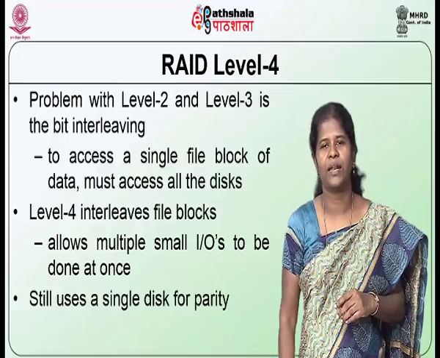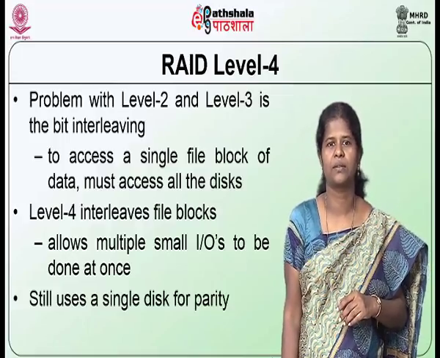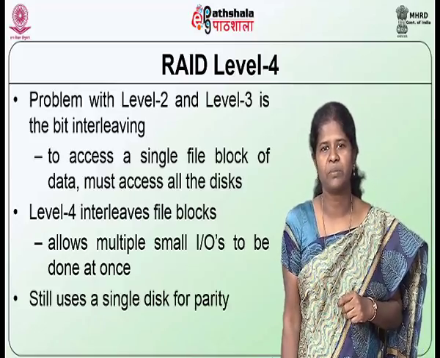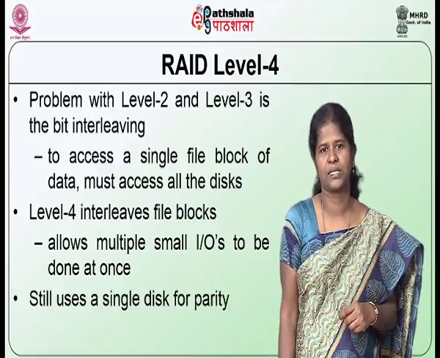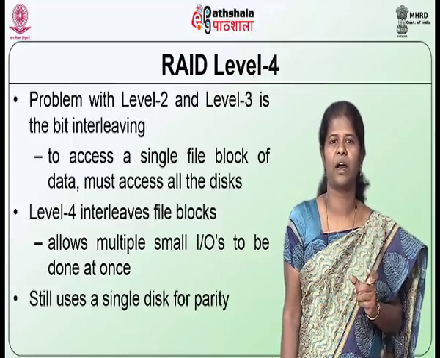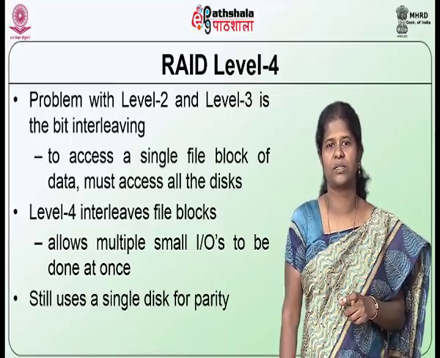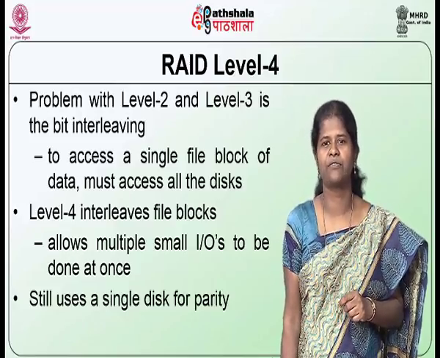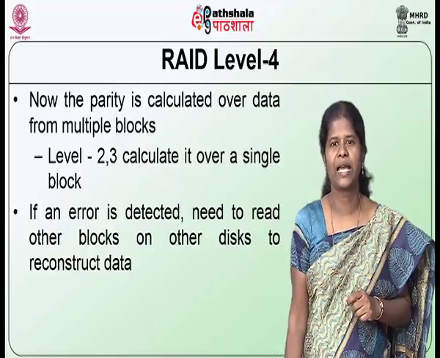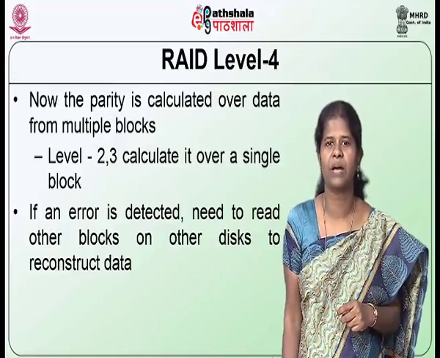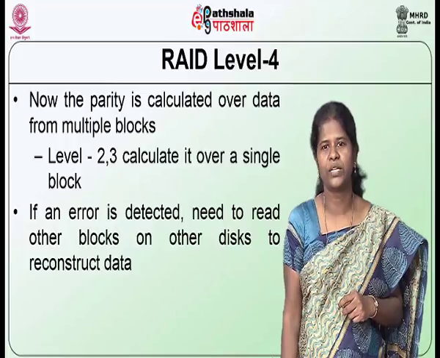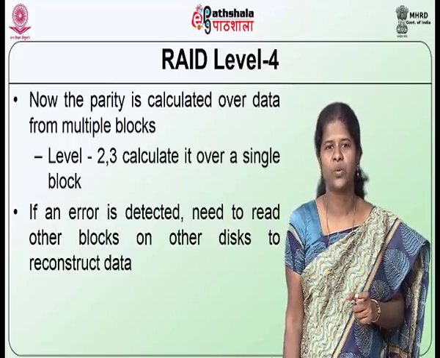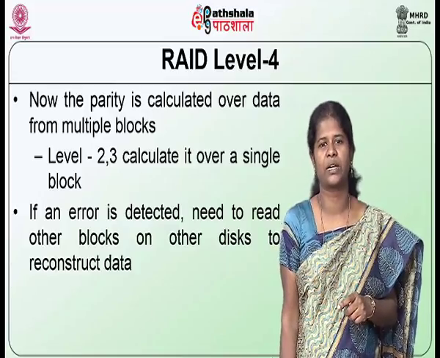And the problem with level 2 and level 3 is bit interleaving. So, to access a single file block of data, we must access all the disks. So, even for a single byte, a single block, you need to access all the disks. So, level 4 interleaves file blocks. So, it uses a single disk for parity. So, now the parity is calculated over data from multiple blocks. In the case of level 2 and 3, you can calculate it only over a single block. So, if an error is detected, you need to read the other blocks and other disks to reconstruct the data.